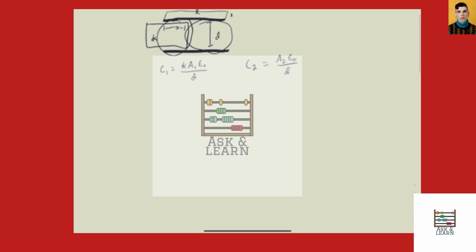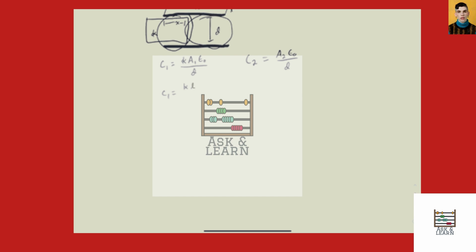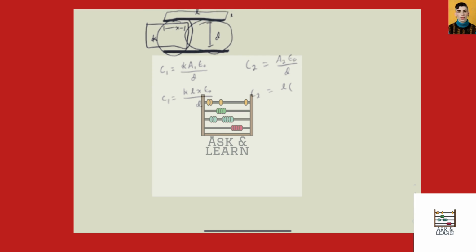So the area for the dielectric is pretty easy. It's going to be L deep and X wide. And then for the air-filled capacitor, it's also L deep, but wide, it's not X, it's L minus X, because it's this dimension right here, which is L minus X. And then times epsilon naught over D.